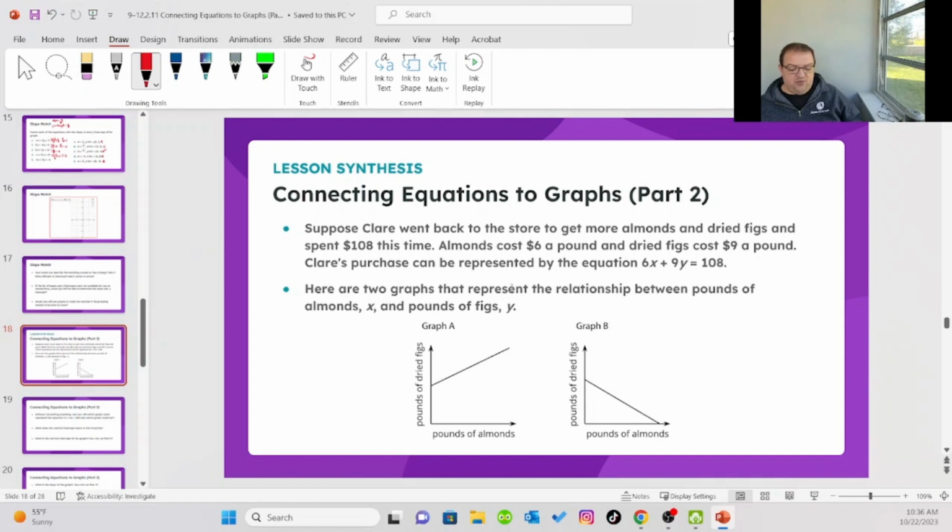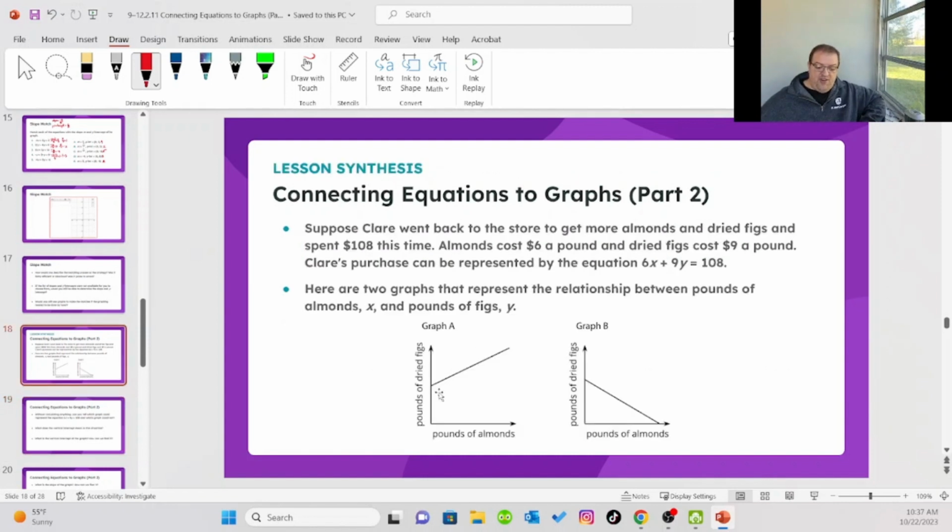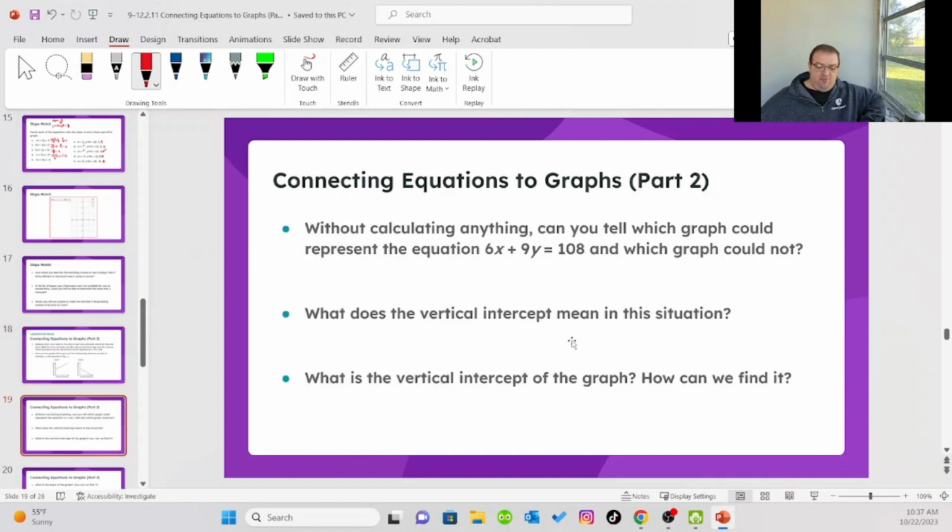Here are two graphs that represent the relationship between pounds of almonds x and pounds of figs y, and they give us graph A and graph B. Without calculating anything, can you tell which graph could represent the equation and which graph could not? A simple way, we notice that graph A has a positive slope because it is going up from left to right, and graph B has a negative slope because it is going down from left to right.